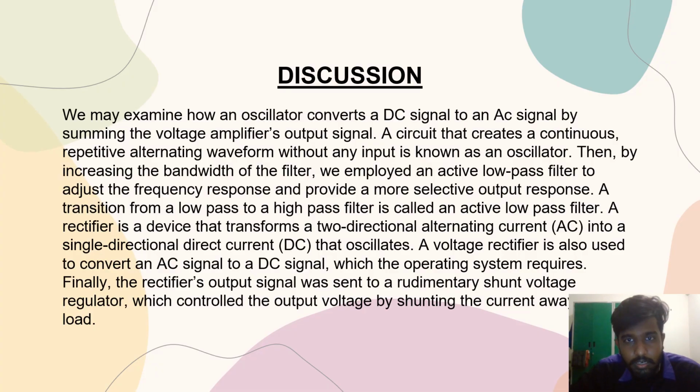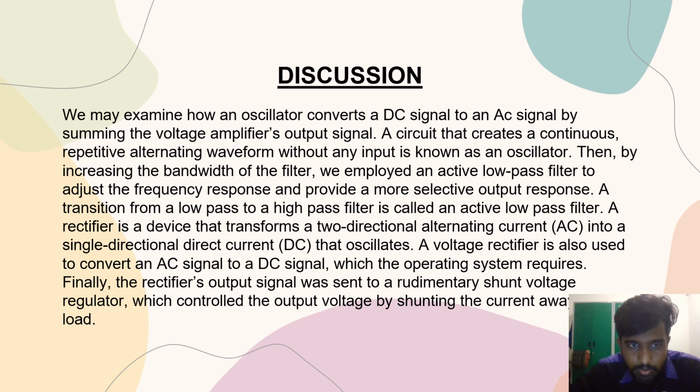Hi, I'm Yasindran. I'm here to present the discussion. We may examine how an oscillator converts a DC signal to an AC signal by summing the voltage amplifier's output signal. A circuit that can create a continuous repetitive alternating waveform without any input is known as an oscillator. Then, by increasing the bandwidth of the filter, we employ an active low-pass filter to adjust the frequency response and provide a more selective output response. The transition from a low-pass to high-pass filter is called an active low-pass filter.